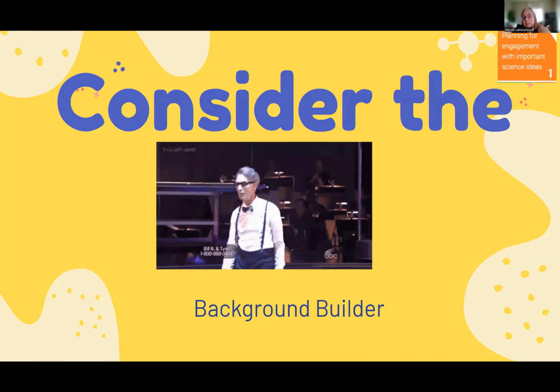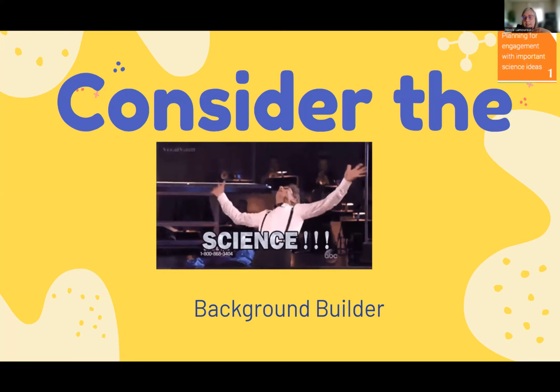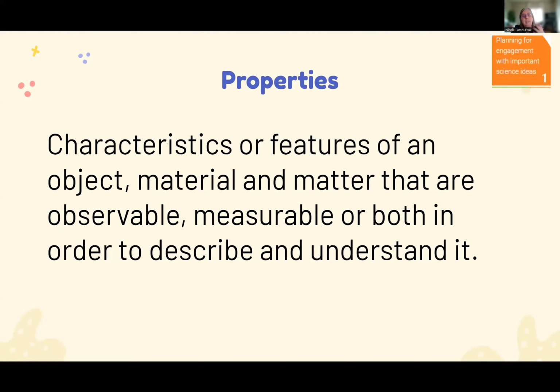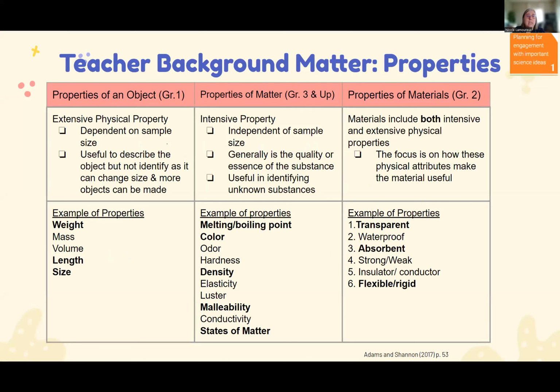But then we need to think about the bigger ideas in science and connect it back, which I'll share with you. And it's pretty straightforward. So knowing that properties are characteristics or features of an object or material or matter that are observable and measurable, they're used to describe these objects and materials, but also to understand them. And I'll talk about that briefly.